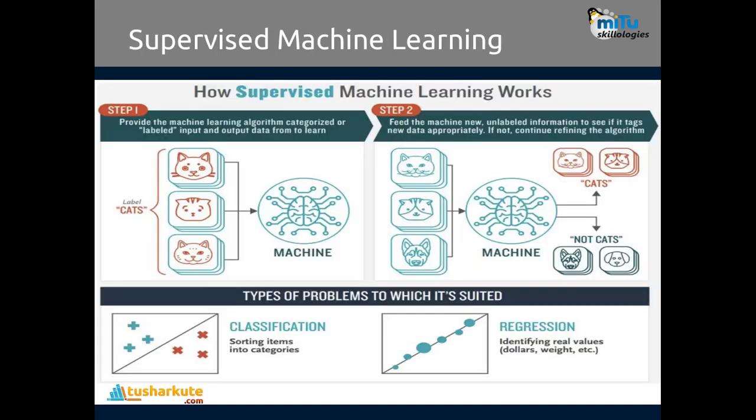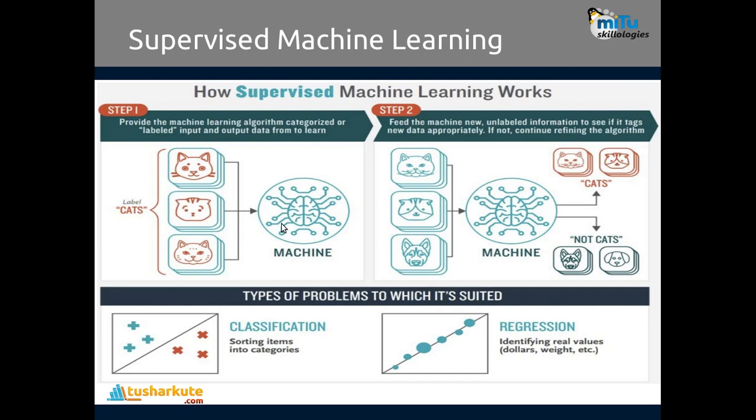See how supervised learning actually works. Provide the machine learning algorithm categorized or labeled input and output from the data to learn, and based on that we are going to do the predictions. So remember, predictions are what step two is. Feed the machine new unlabeled information and see what tags it will follow. For example, all these are cats. This is cat, this is cat, this is cat. Based on that, the machine will learn what a cat looks like.